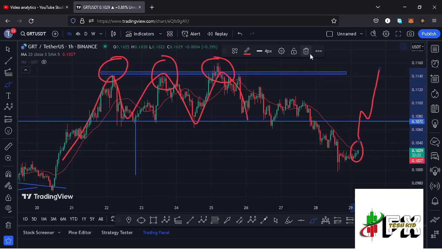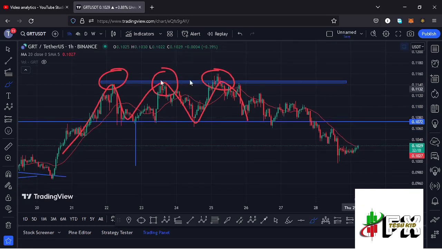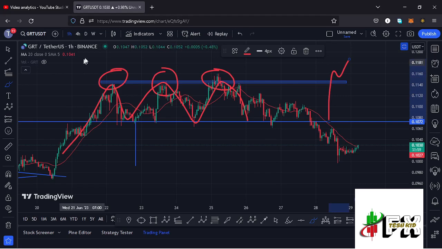And at that key area of resistance, this is a very big decision point, because you can see that we have been getting rejected for 3 times over here. And that means that the moment we manage to break above it, maybe get a successful retest, then GRT is going to give us a very impulsive move, which could possibly take us above the $0.12 mark.